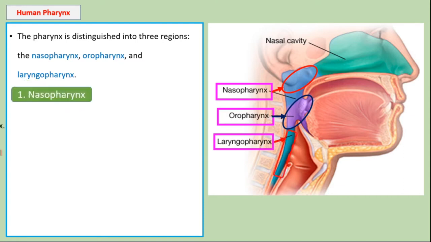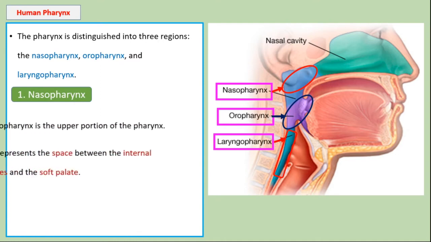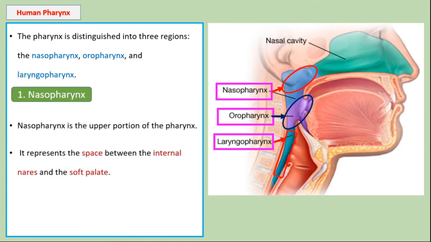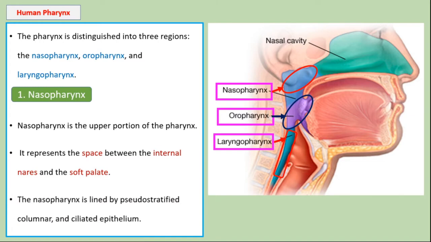About the nasopharynx. Nasopharynx is the upper portion of the pharynx. It lies above the oral cavity and it represents the space between the internal ears and the soft palate. Nasopharynx is lined by pseudostratified columnar and ciliated epithelium.